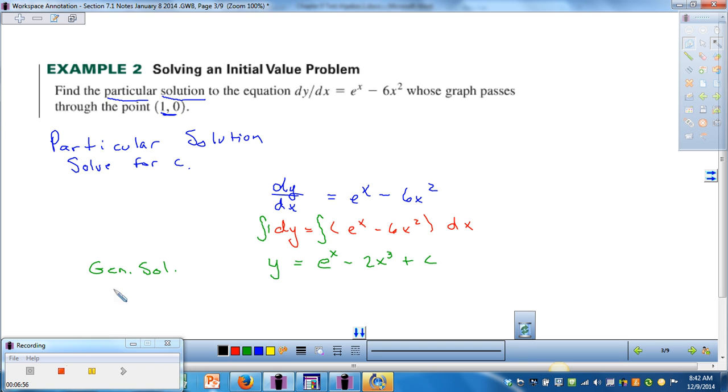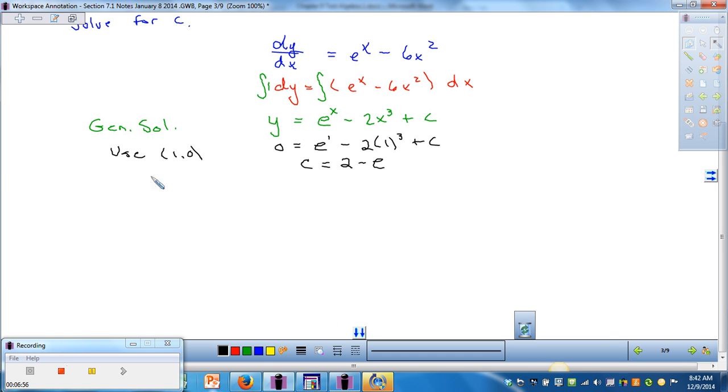And now we want to go on and use what is called the initial condition, or the value that they give us. Plug in 1 for x and 0 for y. And solve for c. So what is c equal to? What is it? You don't have to give me a decimal. So 2 minus e. Do we agree? Add the 2 over, subtract the e. Are we okay? So our constant is 2 minus e. So then our particular solution is y equals e to the x minus 2x cubed plus the quantity 2 minus e.